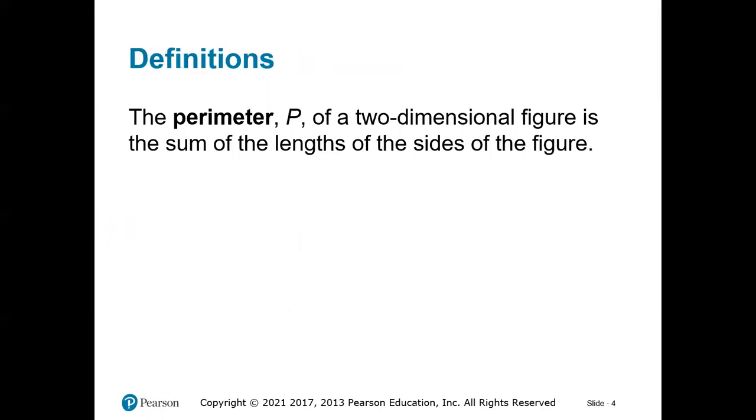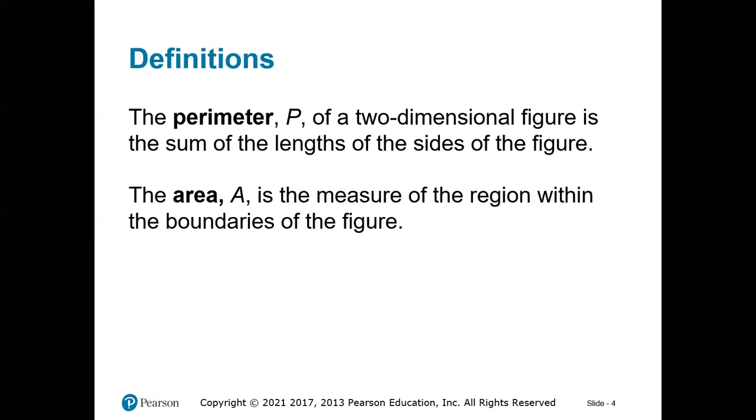Okay, well, let's get started. So the perimeter P of a two-dimensional figure is the sum of the lengths of the sides of the figure. And the area is the measure of the region that is enclosed within the boundaries of that figure.